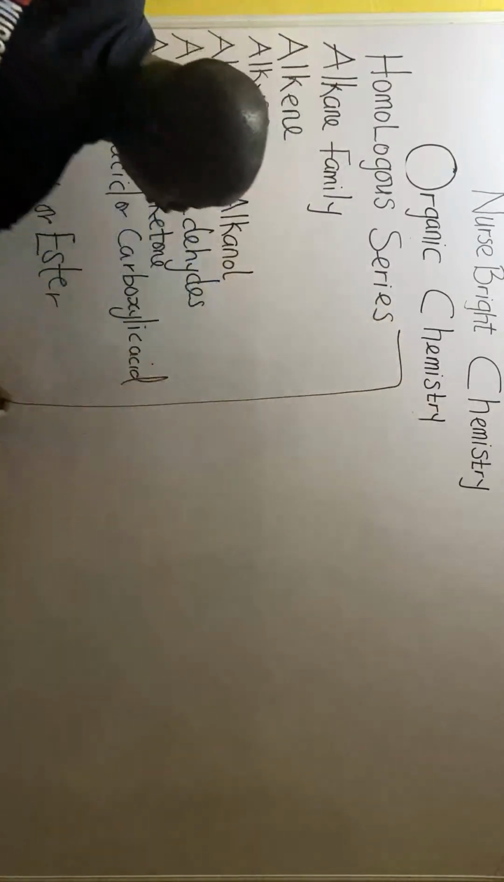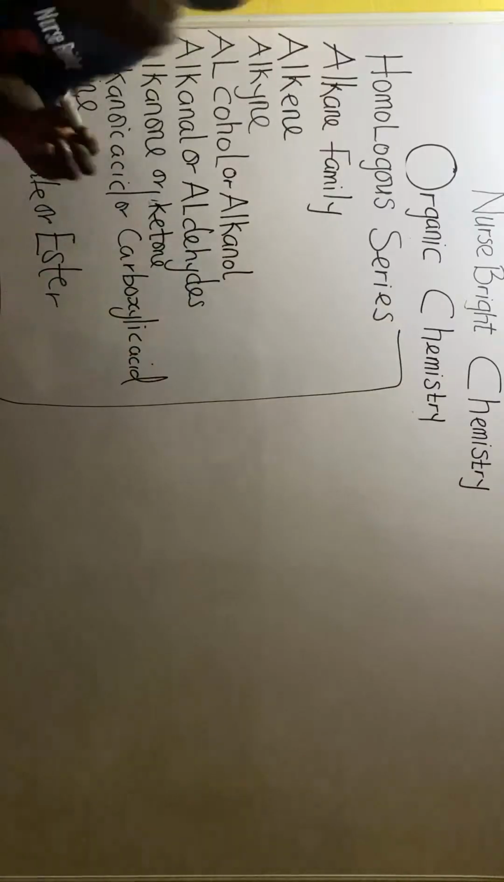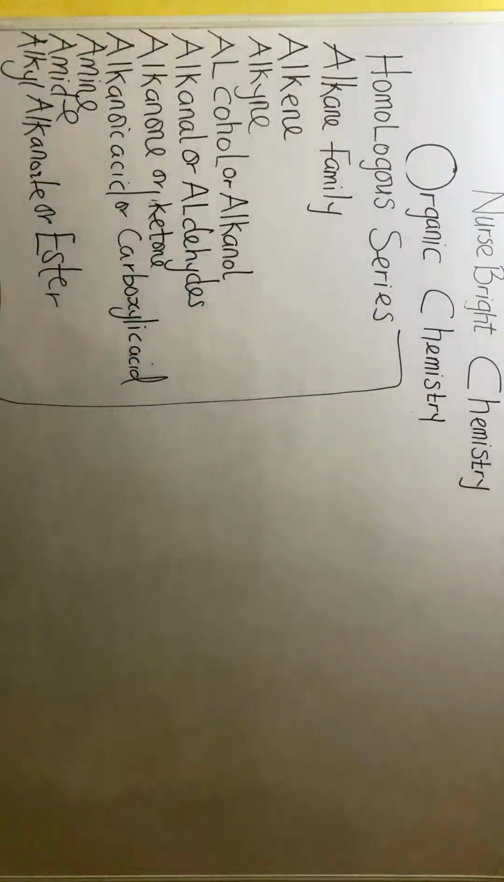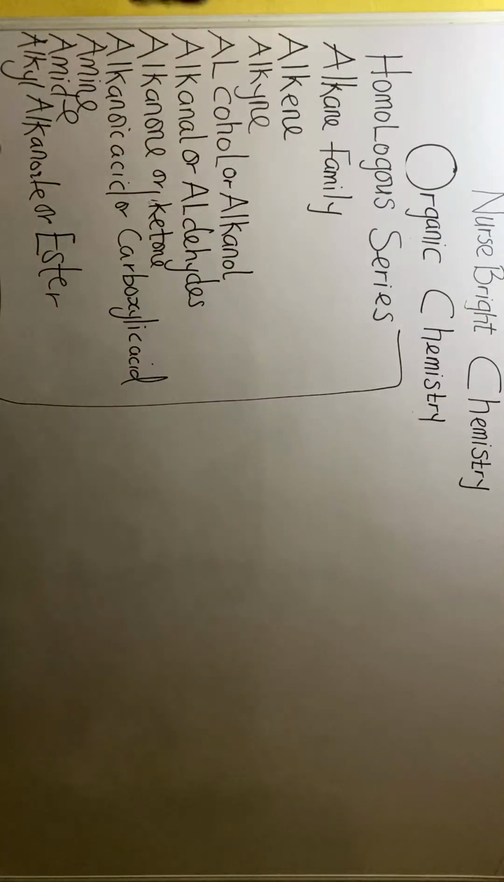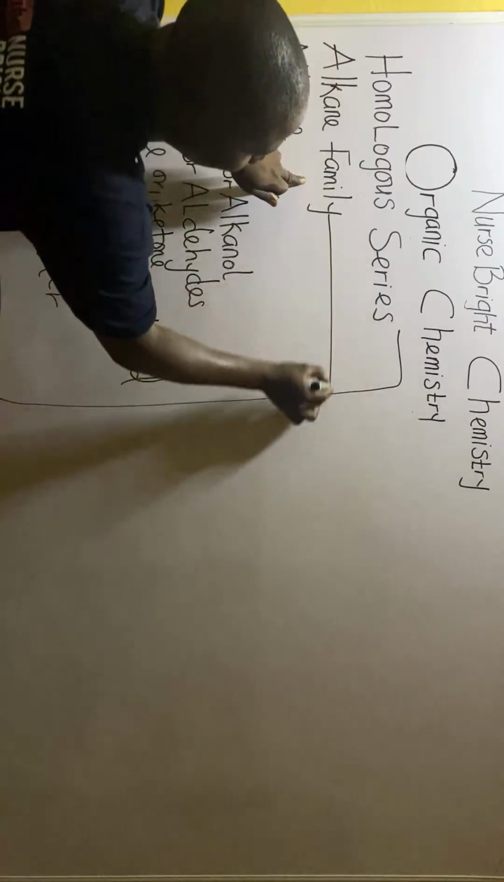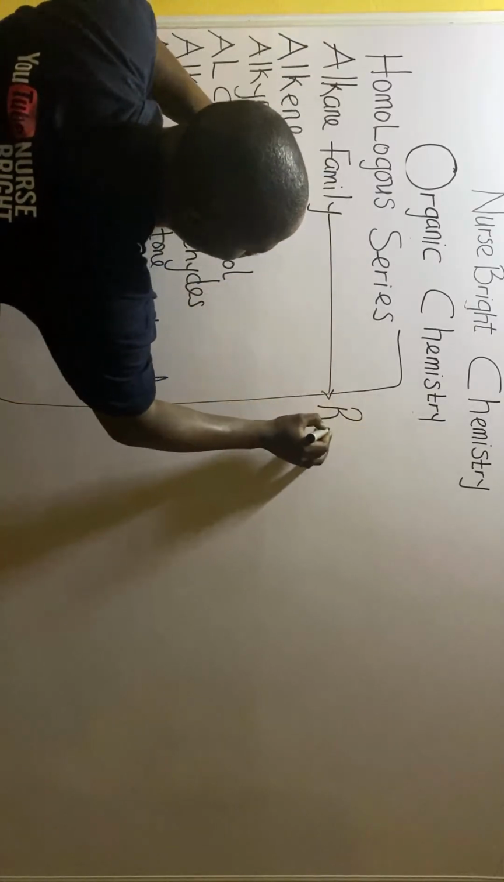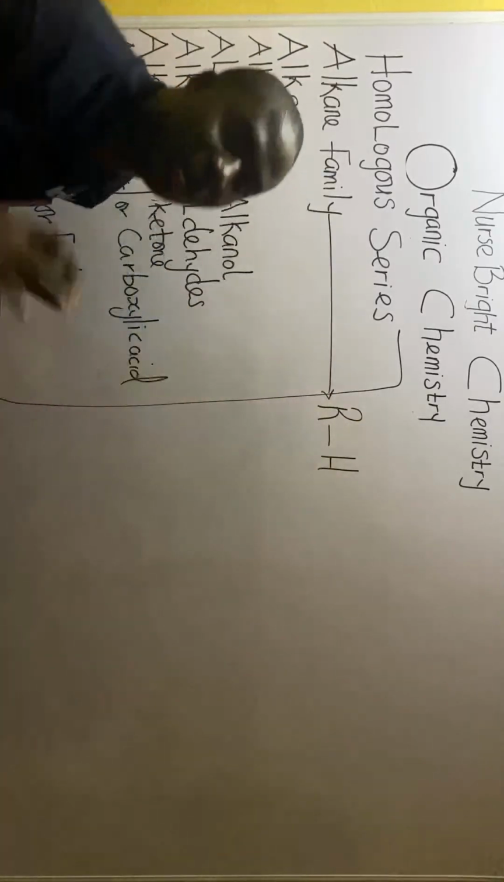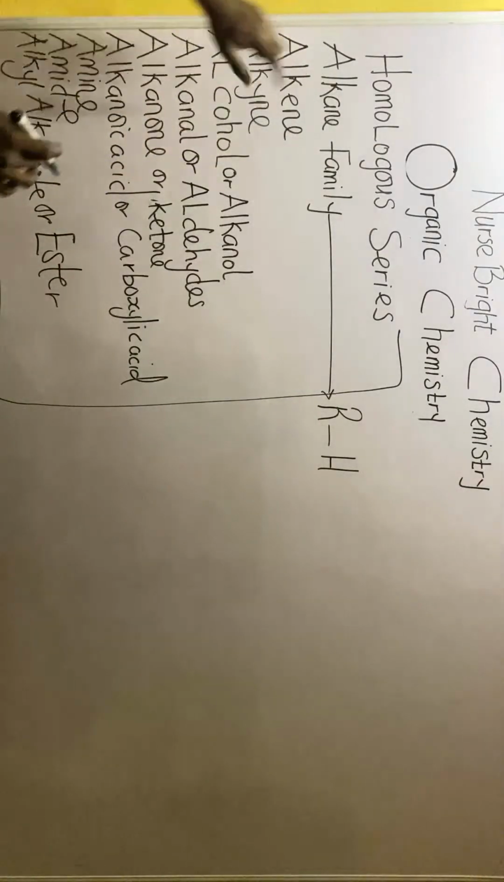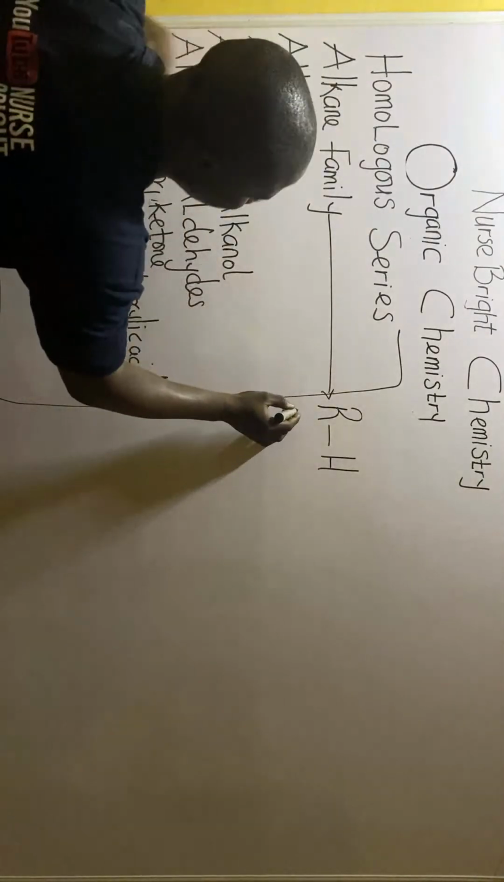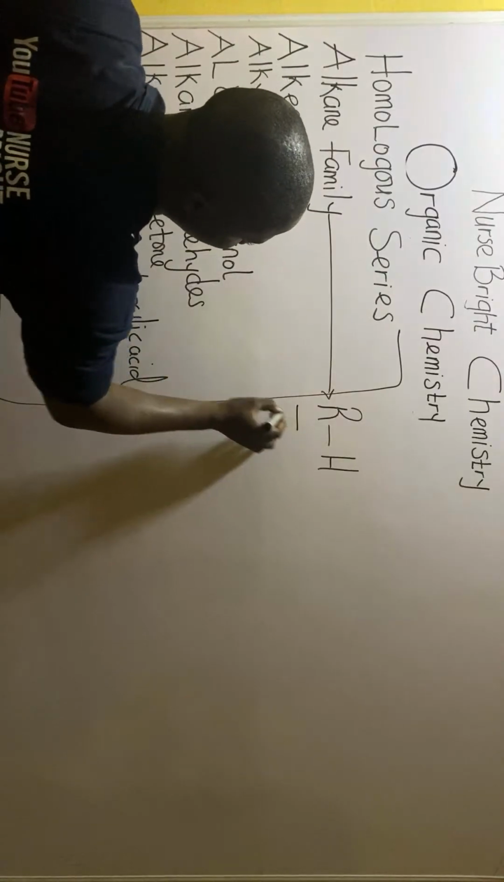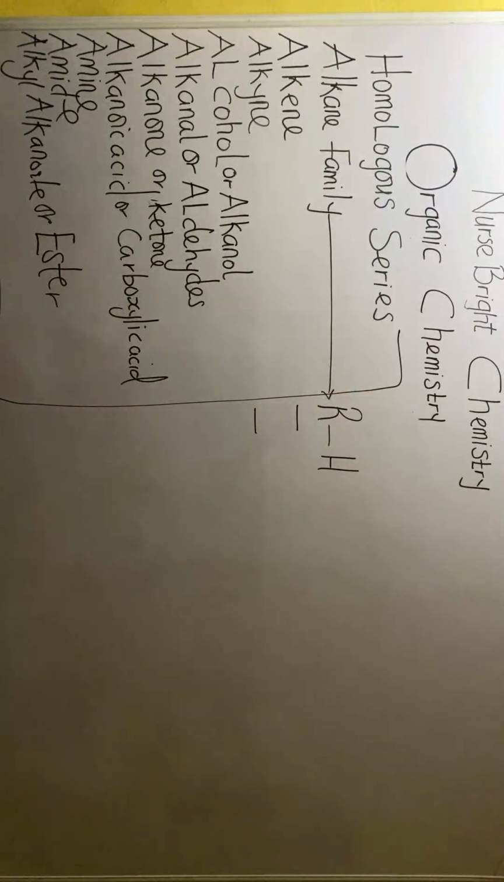Now, all of these families are regarded as homologous series, and they have their general formula. They have a very special way we know them. The general formula for the alkanes is simply R-bond-H. I will explain, just relax. These guys don't have a general formula, so I'll just put a dash. Leave it like that. I'm going to explain.